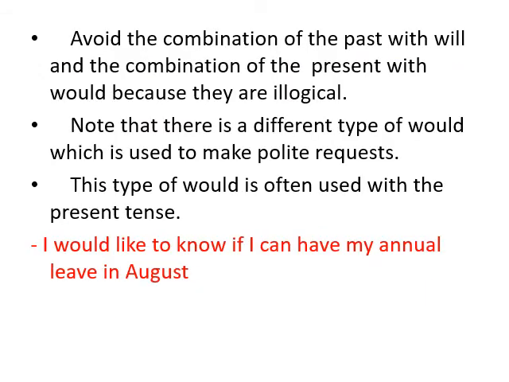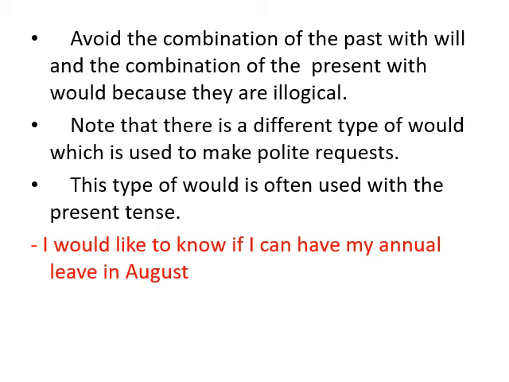طيب ناخد بالنا من ايه بقى؟ avoid the combination اني اربط التركيبة دي المزج ده. Avoid the combination of the past with will and the combination of the present with would because they are illogical. ملهمش معنى غير منطقيين.